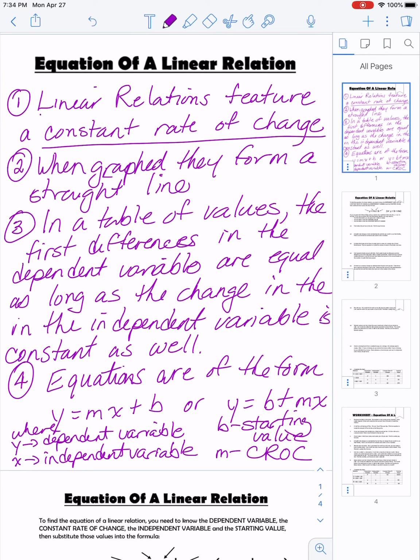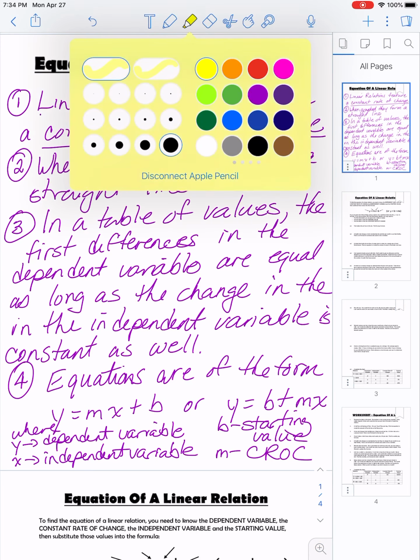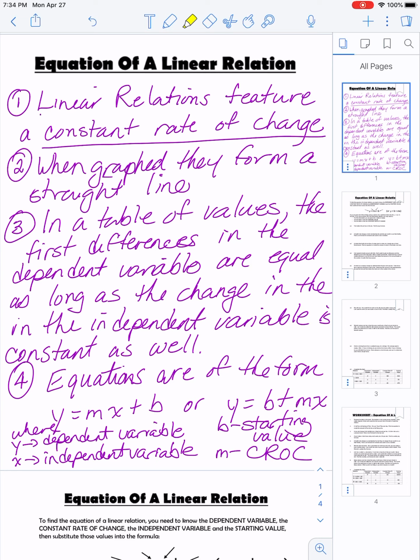Hello, this is lesson 4.4, equation of a linear relation. So up to this point, we've been looking at linear relations in all different kinds of representations. We've looked at them in graphical form, and when they're graphed, they form a straight line.